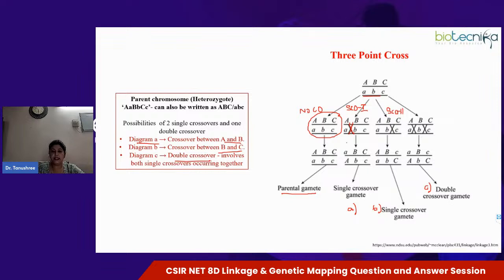Now you can see here that if the crossing over is between A and B, obviously physical exchange of the chromosomes will happen, and you can see this is what the gametes will get. The recessive allele A moves over here and the dominant allele A moves over here. If crossing over is between B and C, the recessive allele C moves over here and the dominant allele C moves over here. So this is the combination we get. And in the case of double crossover, double crossover means you have to consider both single crossover 1 and 2.